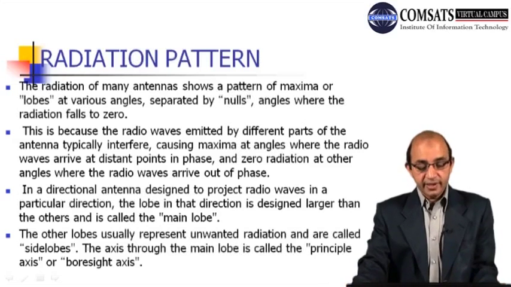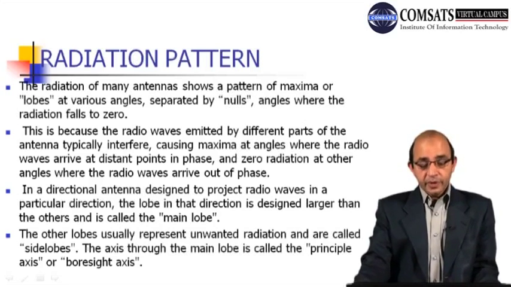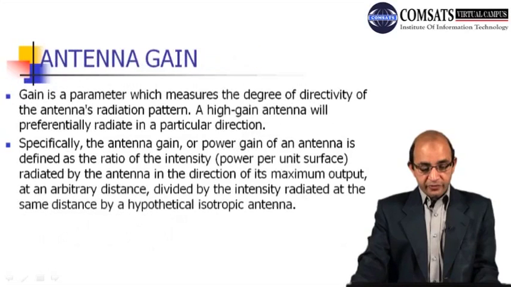In a directional antenna designed to project radio waves in a particular direction, the loop in that direction is designed larger than the others and is called the main loop. So we have a main loop, the maximum loop, and maybe we will have some other loops, side loops, and we will be looking at them graphically.